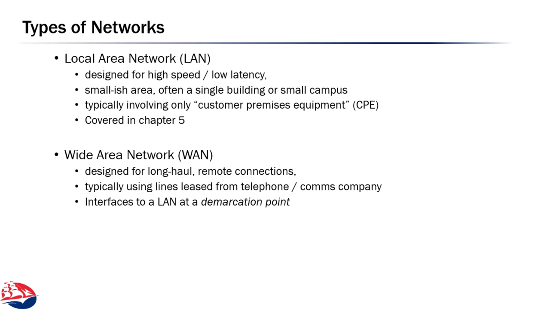The other major type of network is the wide area network. And the wide area network is designed for long haul remote connections. Often, just because of cost, we're not going to lay our own phone lines or telecommunication lines, but we're going to lease them from another communications provider. In the United States, that's most often the telephone company or the cable company.